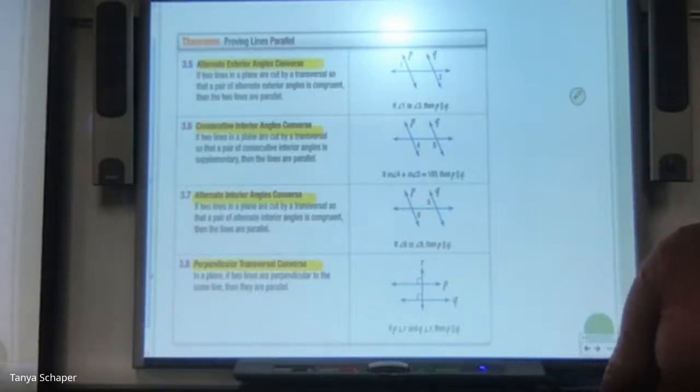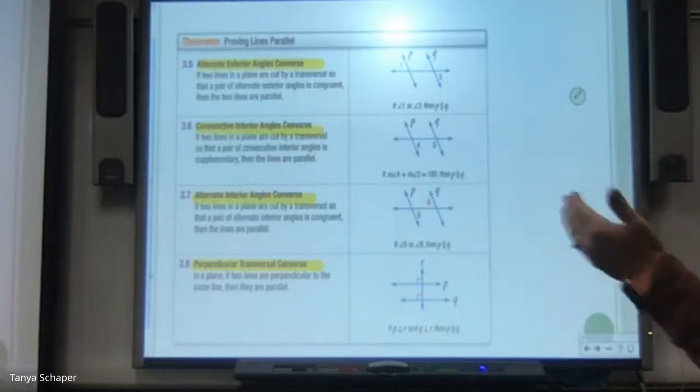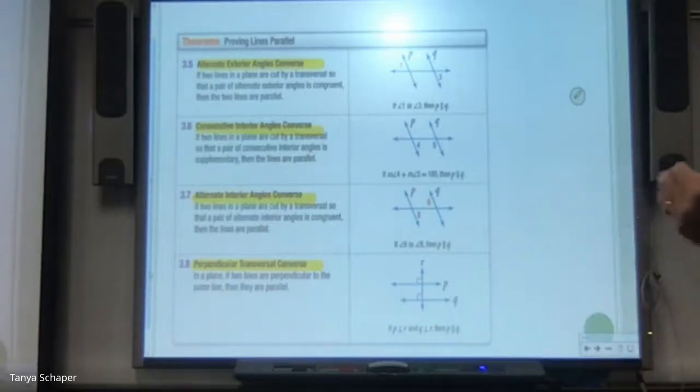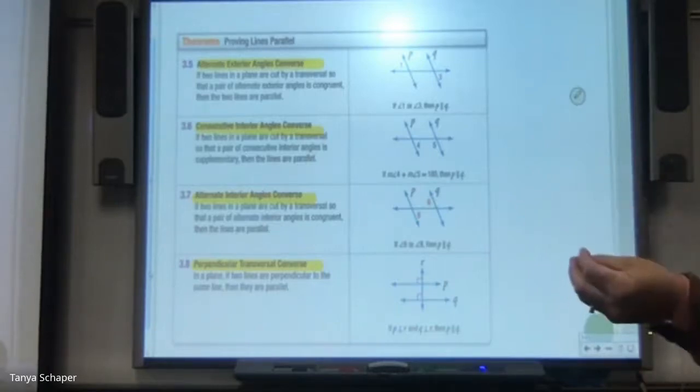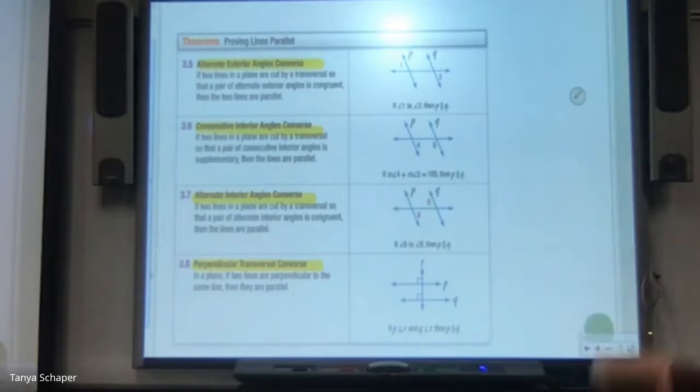Pause the video if you need to. Write down what you need to do. But what we're saying in each of these cases is if we know something about that angle pair, then we can prove the lines to be parallel or perpendicular. Take time to copy down what you need to.